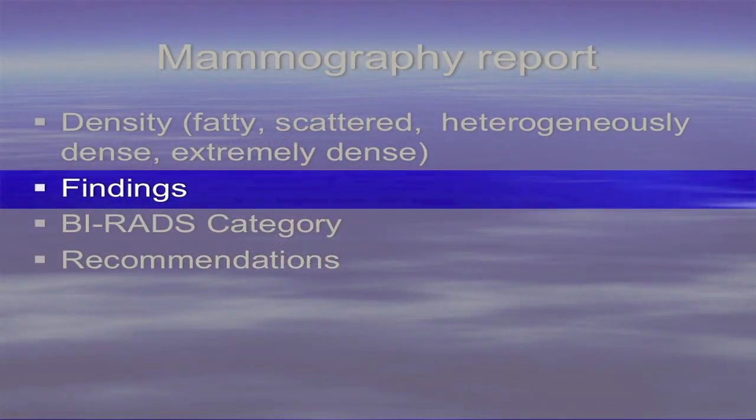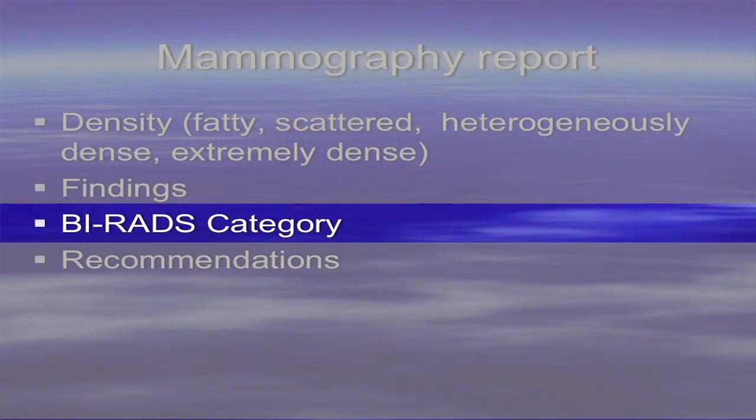The next paragraph should be the findings. Oh, we see scattered characteristically benign calcifications. The distribution and pattern of the elements are unchanged from the previous mammograms. There's nothing new, et cetera. A BI-RADS category, whether it be zero, oh, we see an abnormality, it needs further evaluation. One, negative, drive on. Or two, benign findings. We see things and we know that they're benign, or we see things and they're completely unchanged from 1 year ago, 2 years ago, 3 years ago, et cetera.